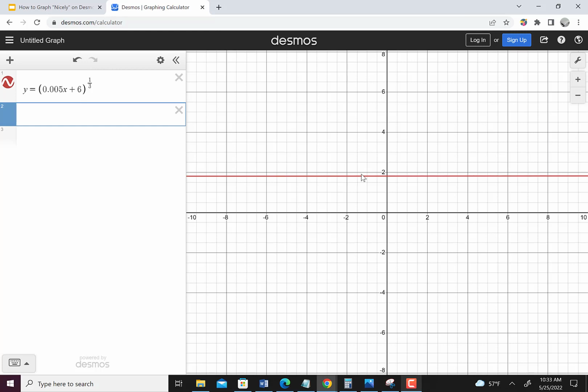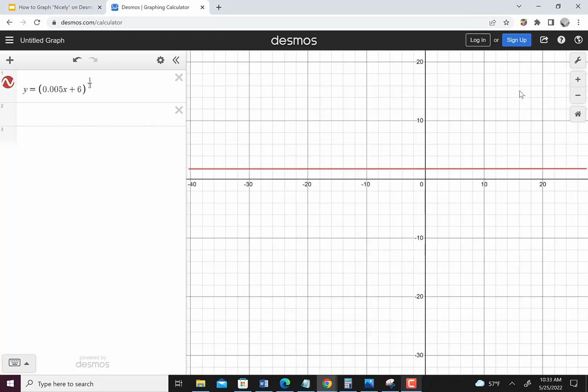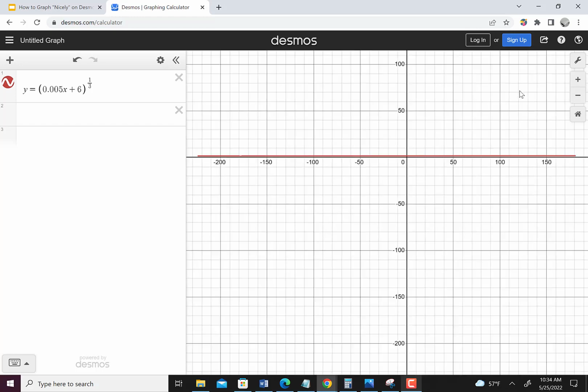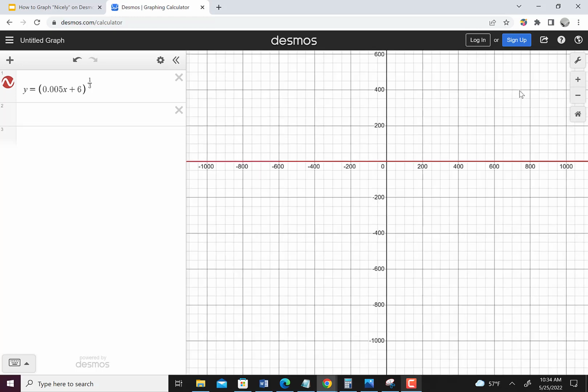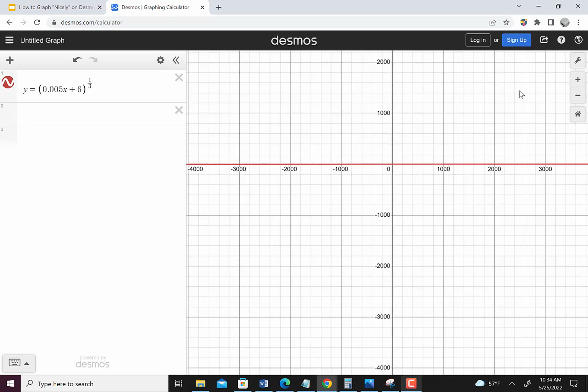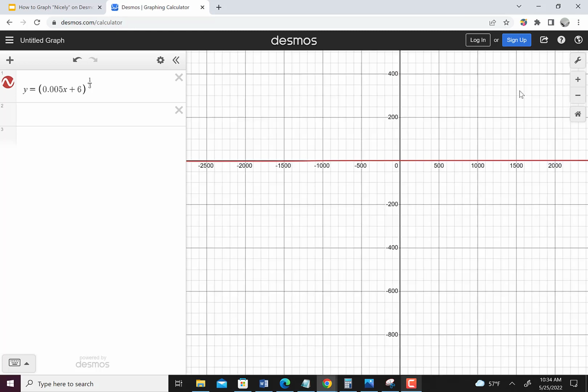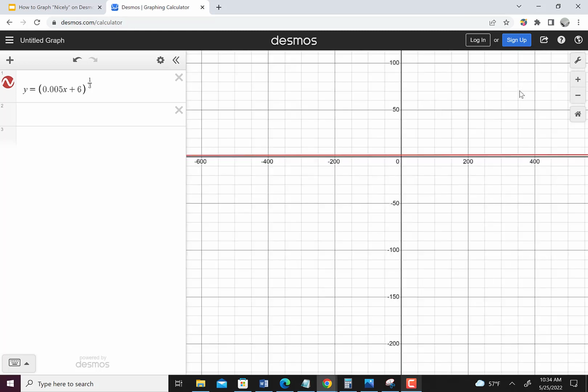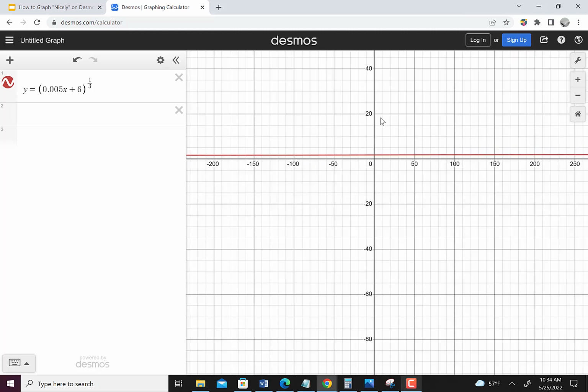And again, it looks like I have a line. So let's zoom out. I'm going to use my fingers this time. It still looks like a line no matter how much I zoom out. And you can see what the problem is. The problem is that the y values are actually relatively small given the x values. So let me zoom back in.